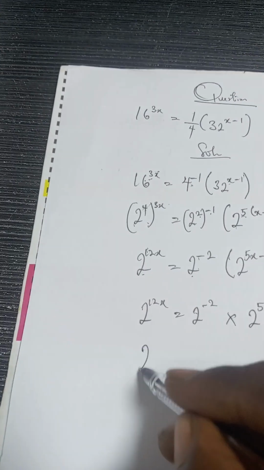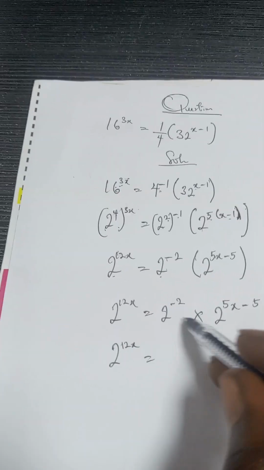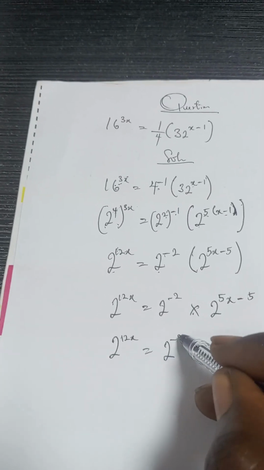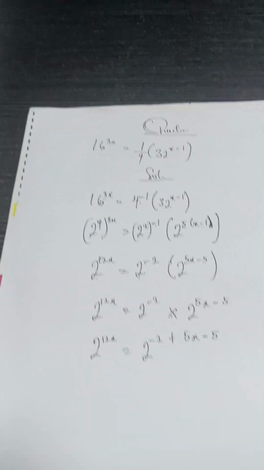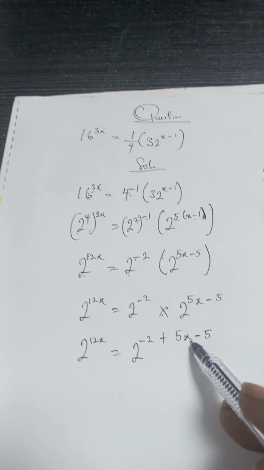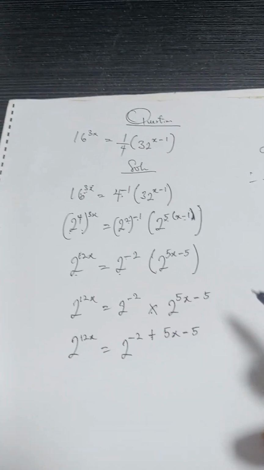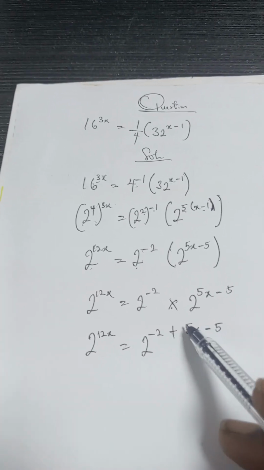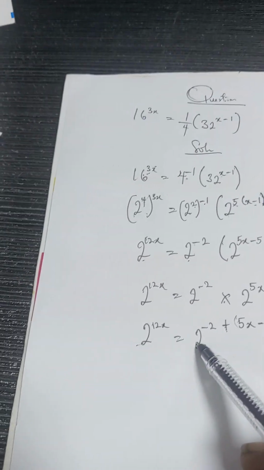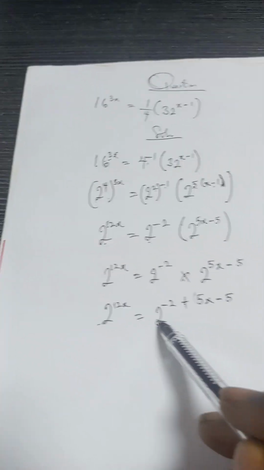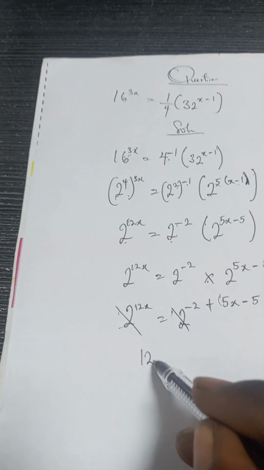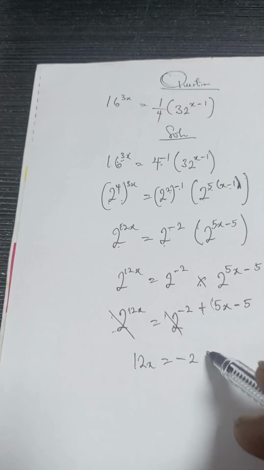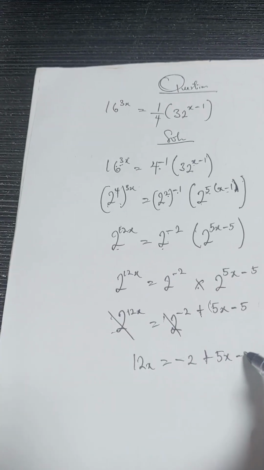So applying that now, I have 2 raised power 12x equals 2 raised power minus 2 plus 5x minus 5. I didn't put this in bracket because it is plus. But the moment it is minus, please put it in a bracket. It's very important. Now, the bases are the same at both sides of the equation. So the bases can cancel out. We are left with 12x equals minus 2 plus 5x minus 5.